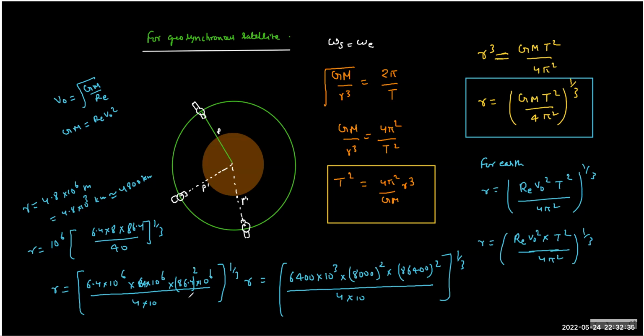Let me just check. Yeah. So rest is okay. We just missed the square, some squares actually. I'll just make it simple. So 8 square, and this square I missed. So 6.4 into 64 into 86.4 square, and divided by 40, and power is 0.3333.